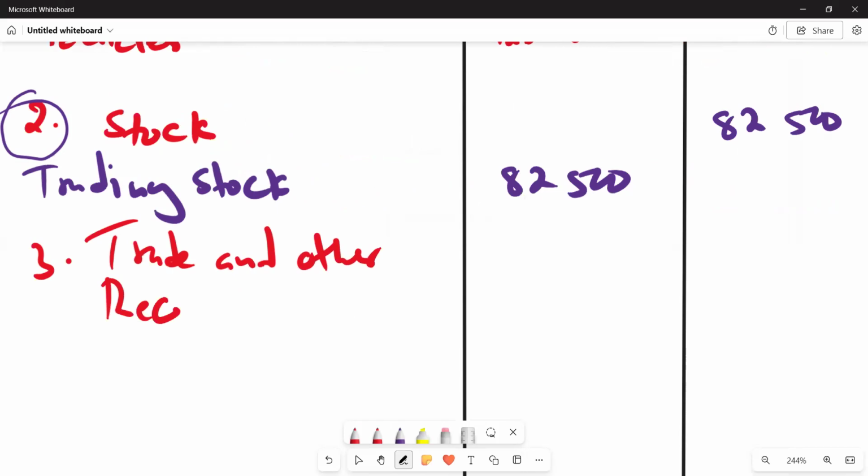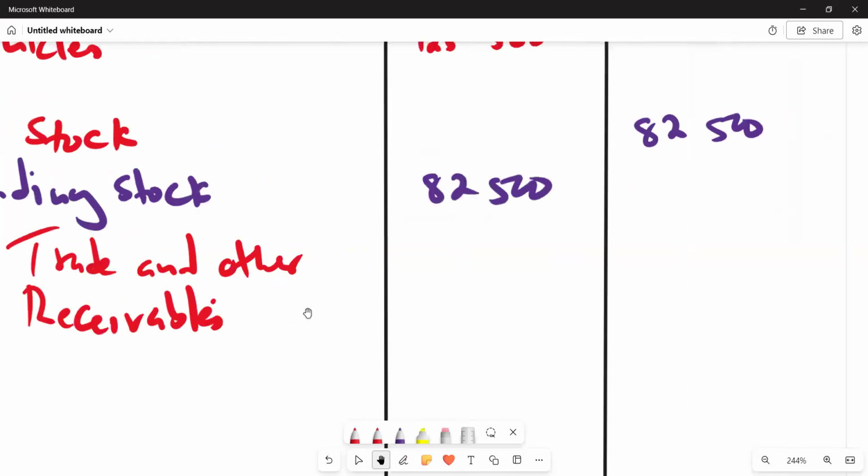Trade and other receivables. So for trade and other receivables, we are going to put our debtors control as the trade receivable. Then for all other receivables, we are going to pick prepayments of expenses, and accrued income, or income owing, is also part of other receivables. So we're going to list them beneath here. Then the total will come in line with our title of trade and other receivables.